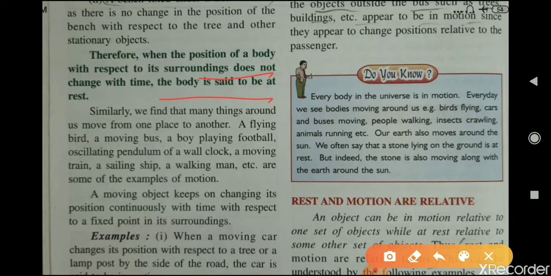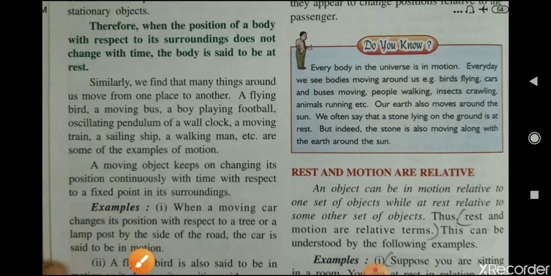Similarly, we find that many things around us move from one place to another. For example, a flying bird is moving in the state of motion. Then a moving bus, a boy playing football, the oscillating pendulum of a wall clock, a moving train, a sailing ship, a walking man, etc. These are the examples of motion. Means all these objects, all these things are moving.